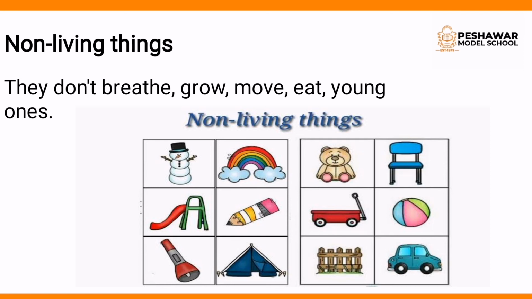If you take the example of a teddy bear, can it grow? No, it cannot grow. Can it move? No, it cannot move by itself. Can it eat? No, it does not eat any food. Does it have young ones? No. So all these are non-living things. All the other things around us are non-living, which cannot breathe, grow, move, or eat, and they do not have young ones.